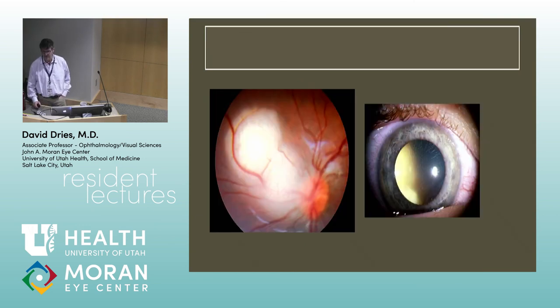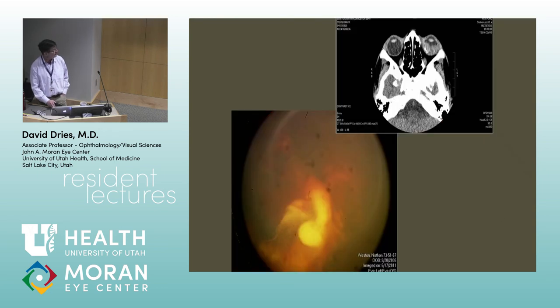Okay, back to the quiz. We're wrapping it up now. So what does this look like? Two masses, eye full of tumor, creamy, yellow, retinoblastoma, right? What do you think this is? Retinoblastoma. Yeah, why? Calcium. Absolutely.